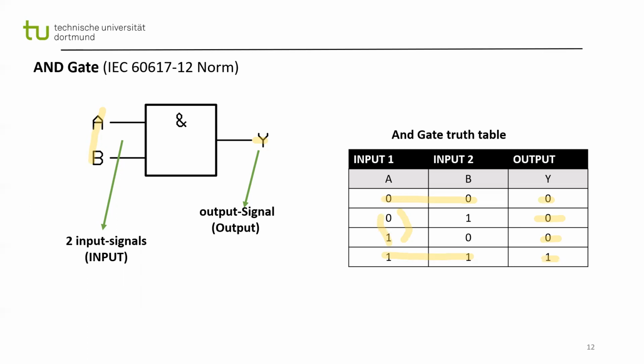In the HAPRA module, we will use the IEC 60617-12 norm to draw our circuits, as shown in this slide right here. Please do your own research about this norm, as you will be asked in the Übungen to draw some circuits using this norm.